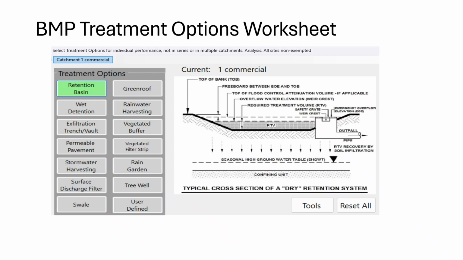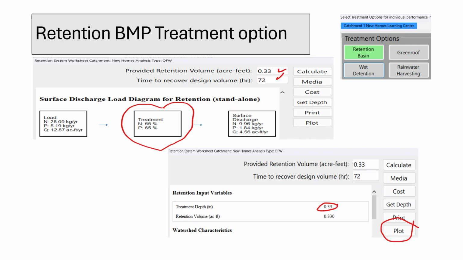Once a BMP's data is entered and its configuration is established as the selected BMP, that entry will be highlighted in green within the worksheet. For this particular design, we've selected the retention basin as our treatment option. We're initially setting the retention volume at the lowest practical value, which is 0.33 acre-feet, with a recovery time of 72 hours. With these parameters, we anticipate an annual removal efficiency of approximately 65% for both nitrogen and phosphorus.